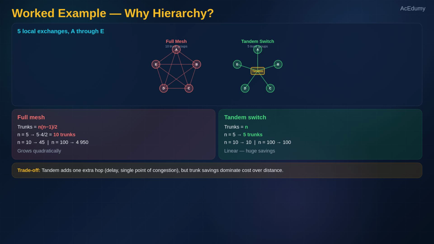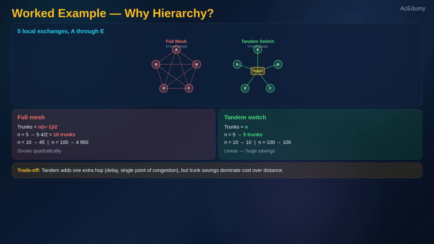Approach 2. Tandem. Place one tandem exchange in the middle and connect each local exchange to the tandem with a single trunk group. The tandem switches calls between any 2 locals. How many trunk groups now? Just 5, 1 per local exchange. Compare 10 trunks for full mesh versus 5 trunks for tandem. The tandem cuts the number of trunks in half.